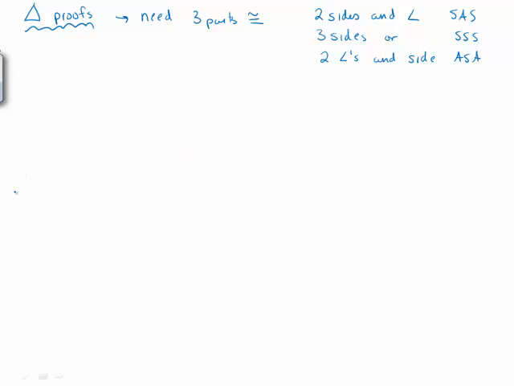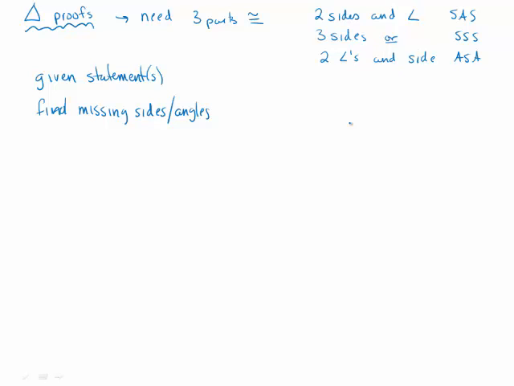Okay. The proofs are going to be generated the same as the ones we had done in term A, so we're going to be given statements, and then we need to find the missing sides or angles. Okay, so we're going to be given statements, and then we're going to need to find the missing information. Okay? Things that we're going to be using in these proofs, things that will come up a lot.